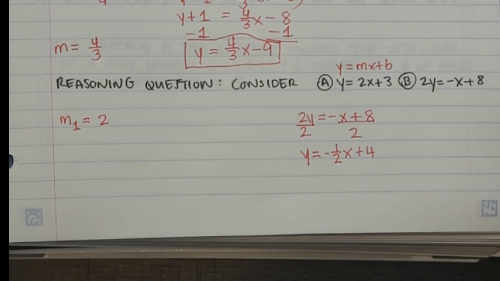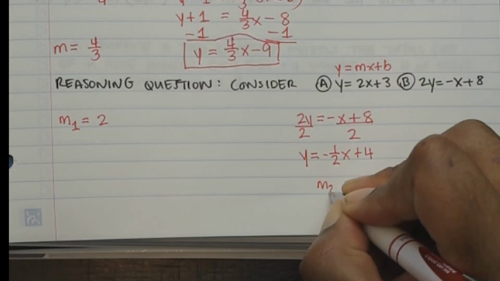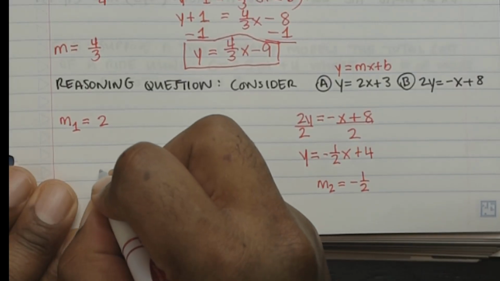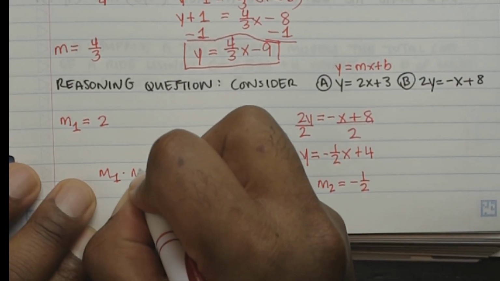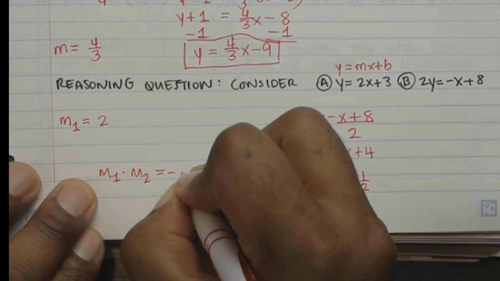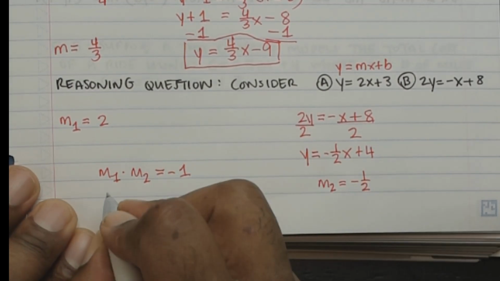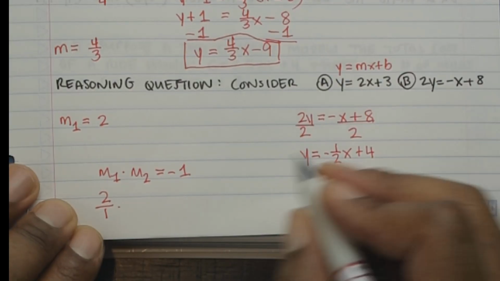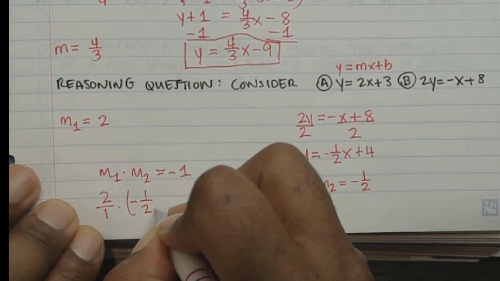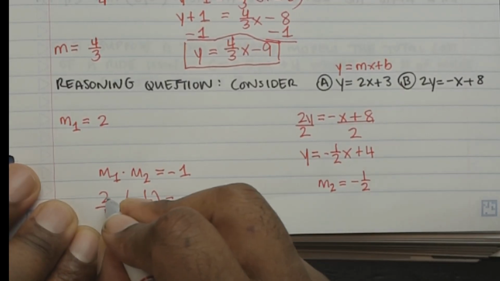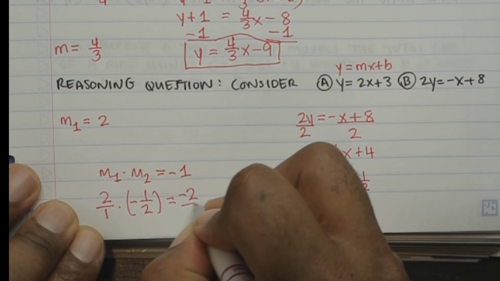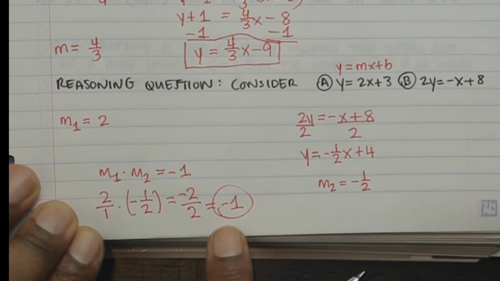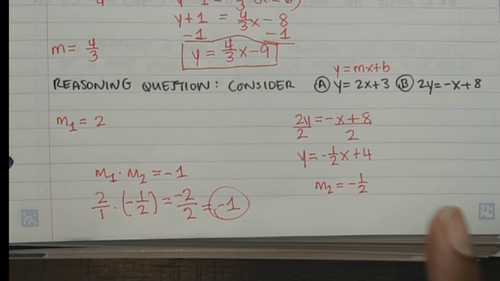Now let's multiply the slopes together. So m sub 2 is negative 1/2. And remember, it's m sub 1 times m sub 2, and it must equal negative 1. So m sub 1 is 2, or 2 over 1, times m sub 2, which is negative 1/2. 2 times negative 1 is negative 2. 1 times 2 is 2. So this checks out. So this tells me that therefore these two lines are perpendicular.